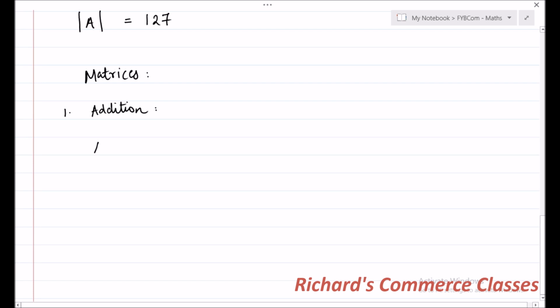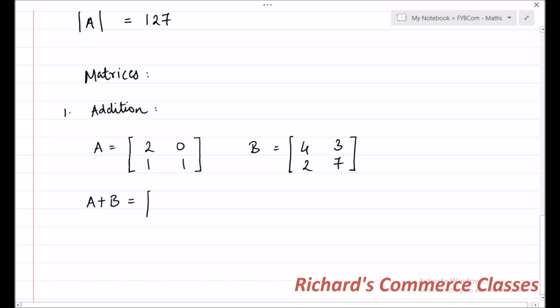Let's say there is a matrix A which is a 2 by 2 matrix, 2 0 1 1, and there is another matrix B equal to 4, 3, 2, 7. Then how do you add these two matrices? A plus B is equal to. Now what you do is add the corresponding elements.